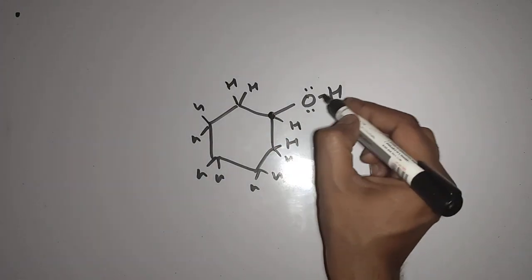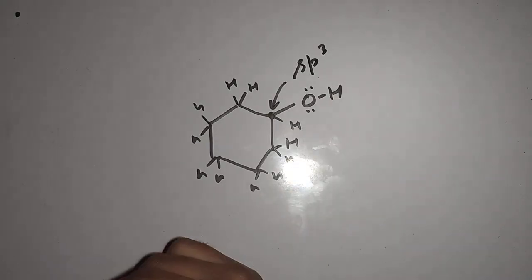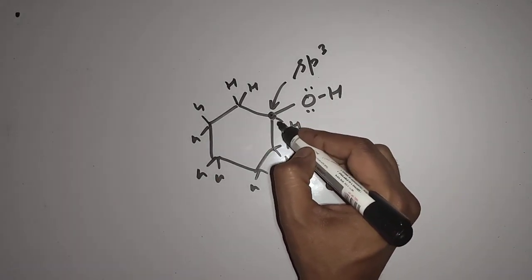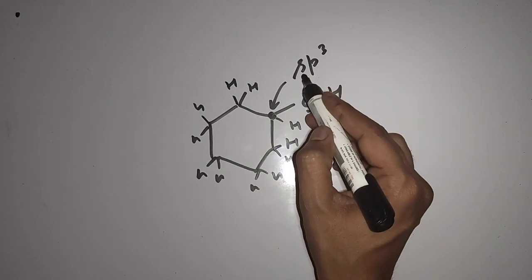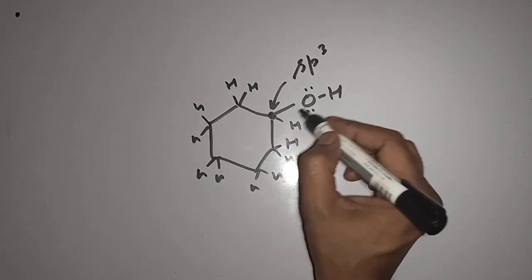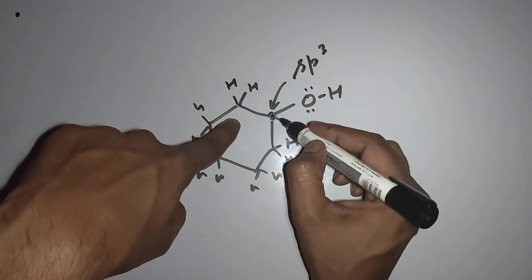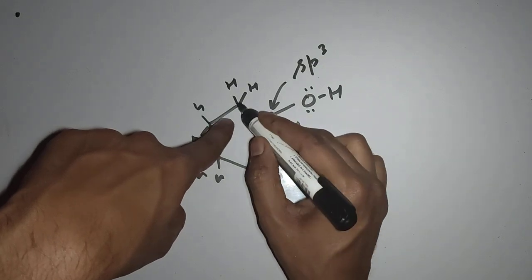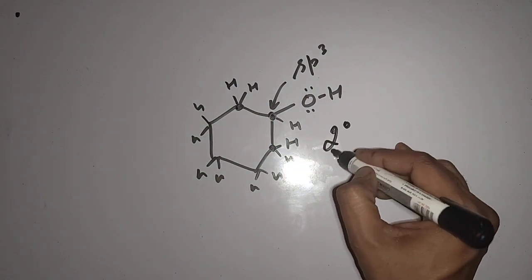Now this carbon to which OH is connected has a hybridization of sp3. How have I checked the hybridization? If the carbon is making all four bonds single bond, single bond, single bond, hybridization will be sp3. Now OH is connected to this carbon, and this carbon is further connected with how many carbons? Directly 1 and 2. So the degree of this alcohol will be 2 degree.